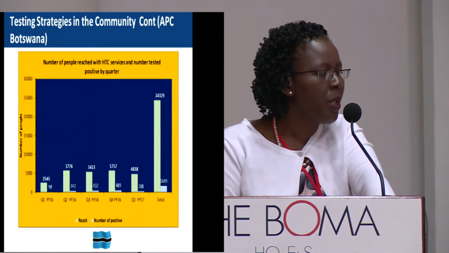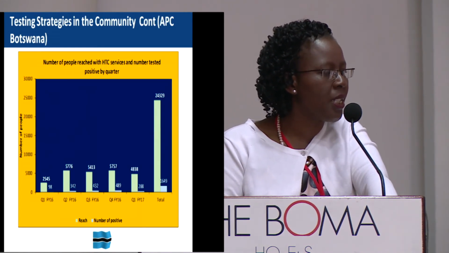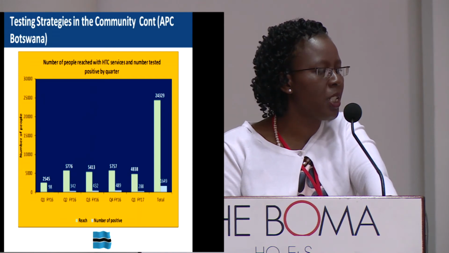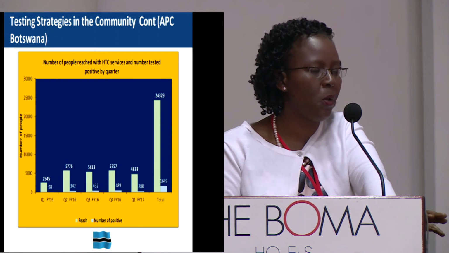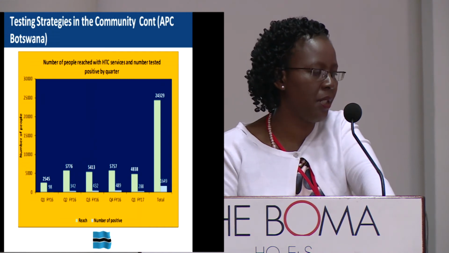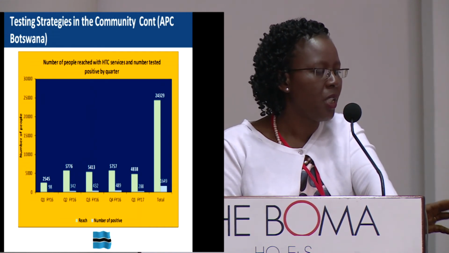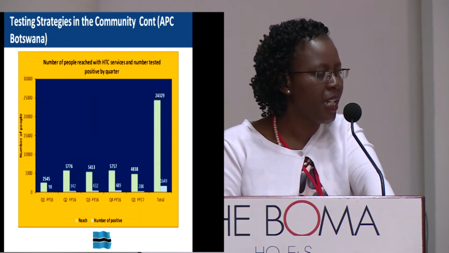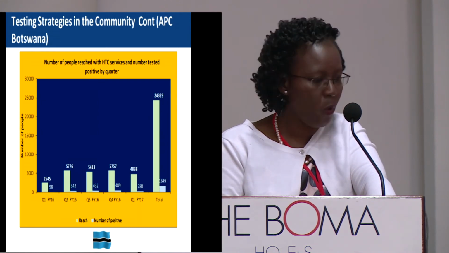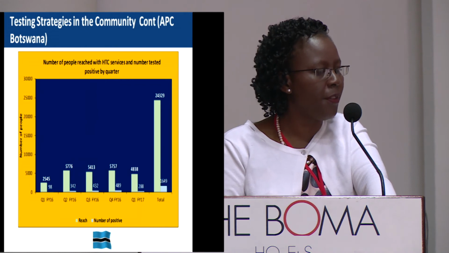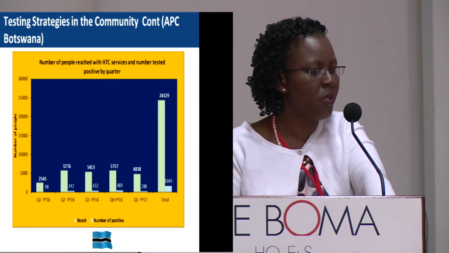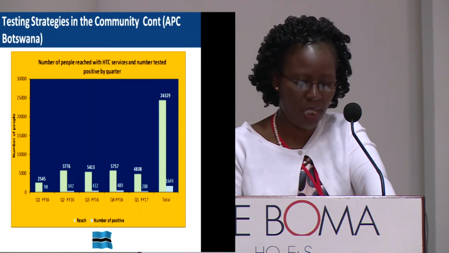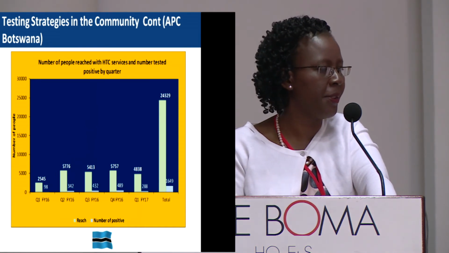Now, with the targeted community strategies, the number of people that have been reached with HTC services and the number tested by quarter through our APC project in Botswana. These are the quarterly targets and achievements, and overall we have reached 24,329, and those that have tested positive are 1,649.